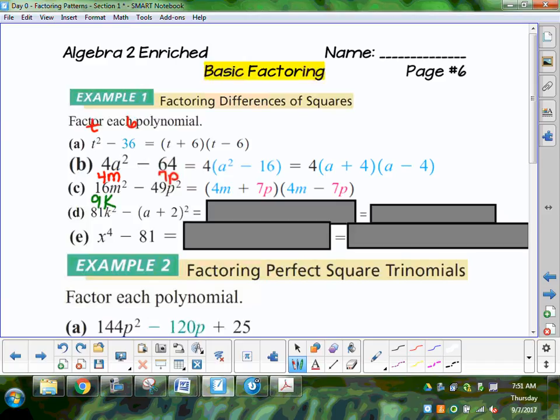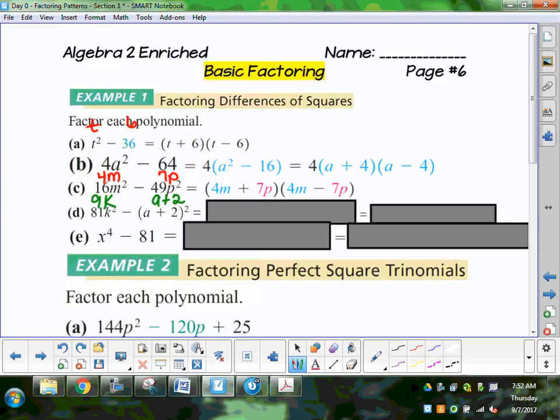9k. Now on the right-hand side, this is the part that shows like an algebraic weakness if we don't see this. Is there something that times itself will give me the quantity a plus 2 squared? A plus 2, yeah. A plus 2 times itself gives you a plus 2 squared. Now, your factor pattern is the same as it always has been. It's the left plus and minus the right-hand side.